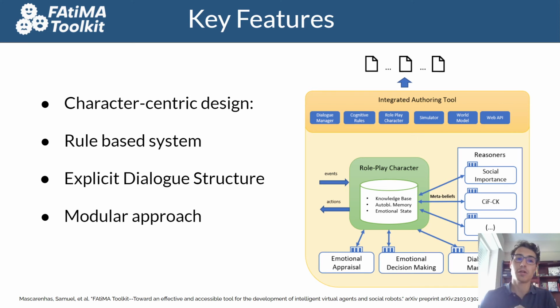So if you just want the character to be able to react emotionally to something, you can have that. If you want a character that is able to make decisions, you can have that. And you can add these different levels of complexity to your character, which is neat.